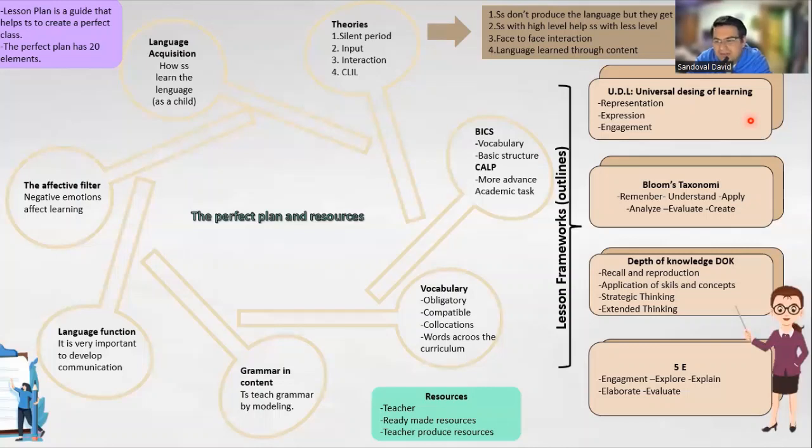The first framework is Universal Design for Learning. The second is Bloom's Taxonomy. The number 3 is Depth of Knowledge, DOK. And the number 4 is 5E.